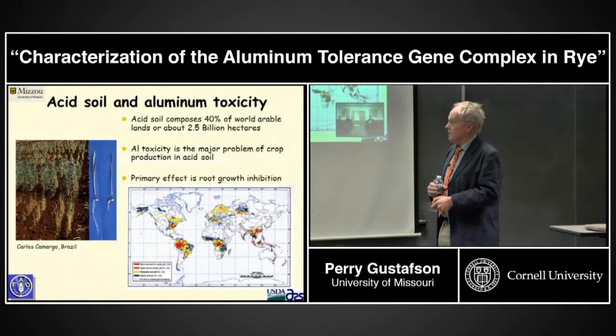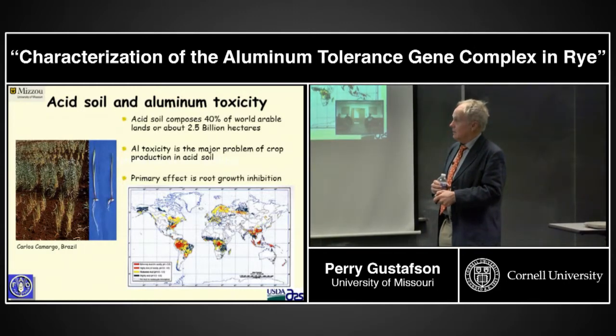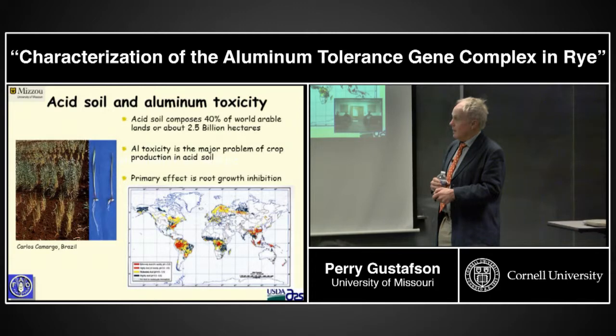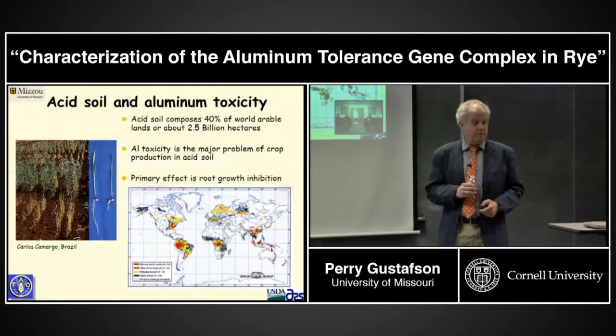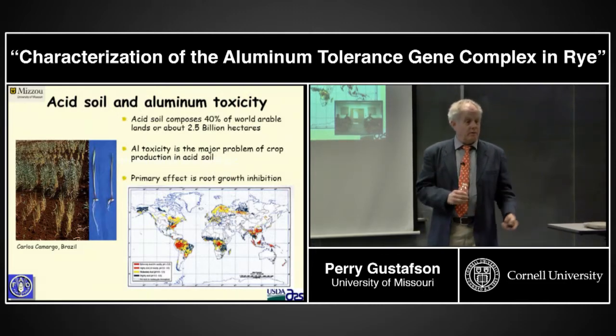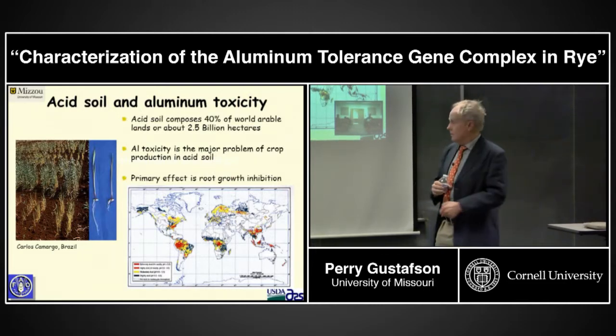And you can see in this slide from Carlos Camargo in Brazil, you can get wheat that grows well on acid soils and wheat that's not. It's mainly affected by, in acid soils, you're limited with root growth. You're limited with root growth, the plants can die if it's too acid.